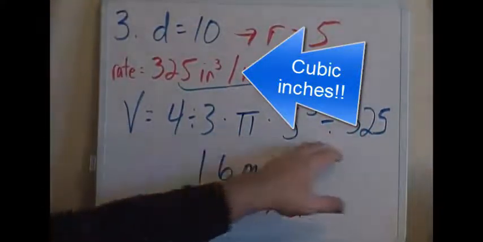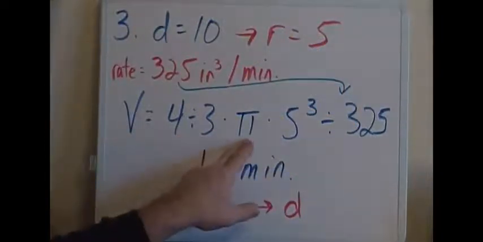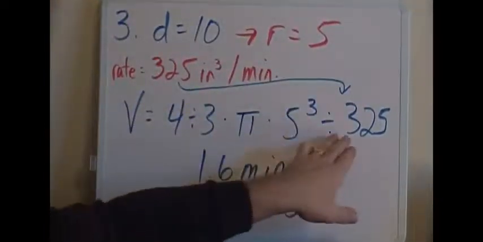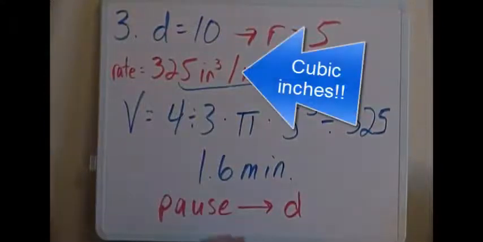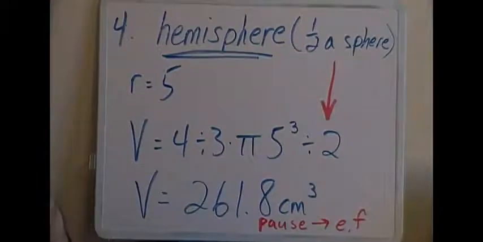So real quick, easy calculation in the calculator. 4 divided by 3 times pi times the radius of 5 cubed, and then we divide by that 325 cubic feet per minute, and we get 1.6 minutes to fill the ball. Press pause, do problem D, and last sample problem number 4.